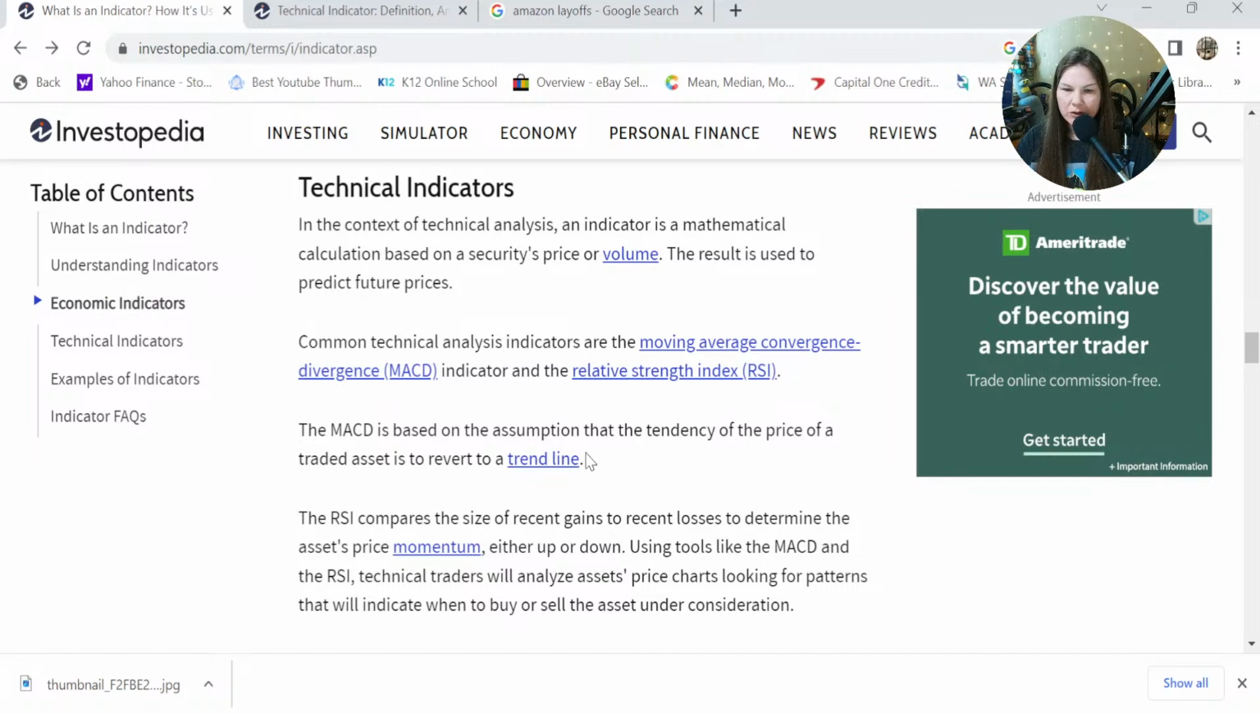Okay. So we're about halfway through with these technical indicators, and they're about to tell us the good ones, guys. So let us read on.